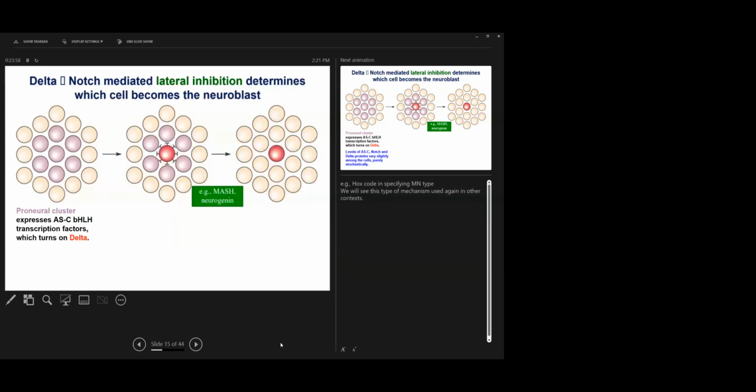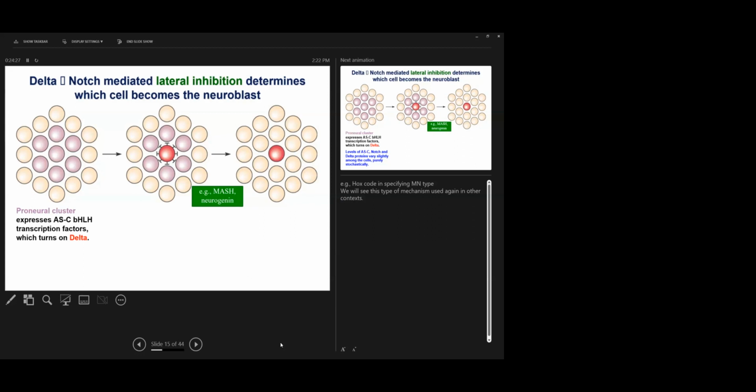Okay, so let us talk about the model for neuroblast development in Drosophila. We'll be talking about the Delta-Notch signaling pathway more. As I mentioned earlier, you have expression of proneural clusters. You have expression of genes in the proneural clusters, which defines the neurons. Then there are many cells in the proneural cluster.